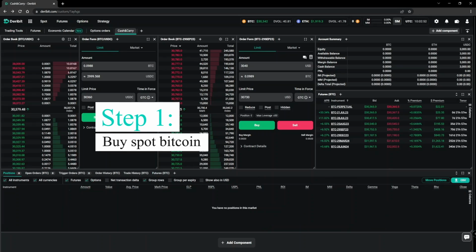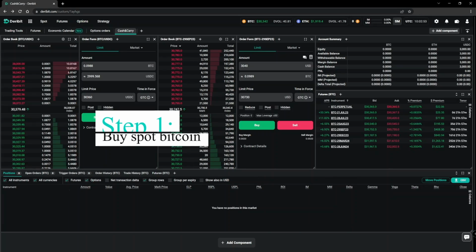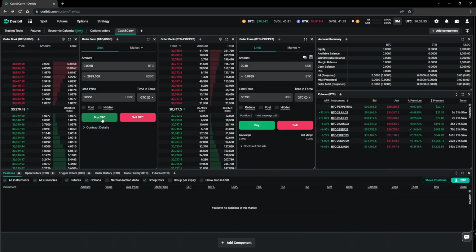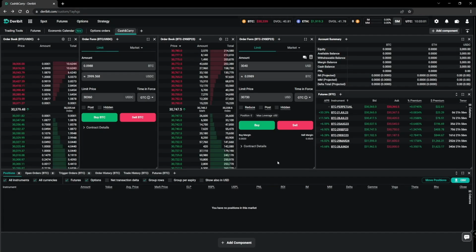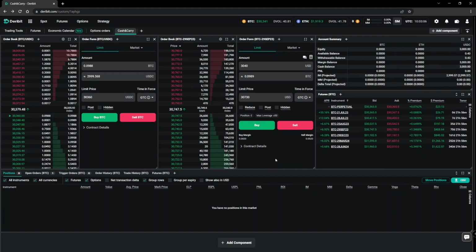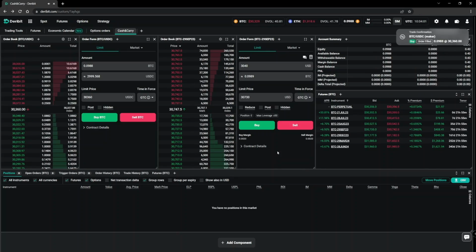The first step is to use our USDC balance to buy Bitcoin in the BTC USDC spot market. Let's place a limit order to buy as much Bitcoin as we can at a price of 30,360. We're going to leave that order to see if we get a fill. And once we do get filled, we will then use the Bitcoin we have purchased as collateral to short the September future. After about a minute, our order fills. We now have Bitcoin in our account, which we can see in the account summary.